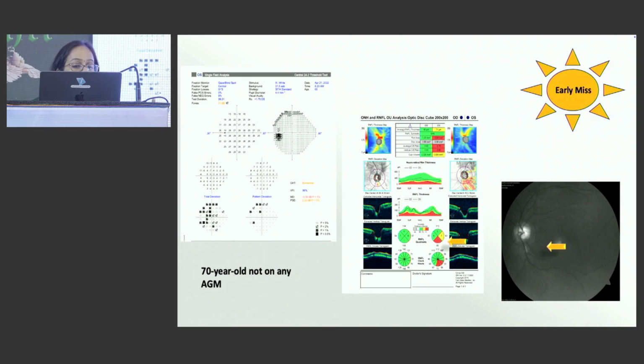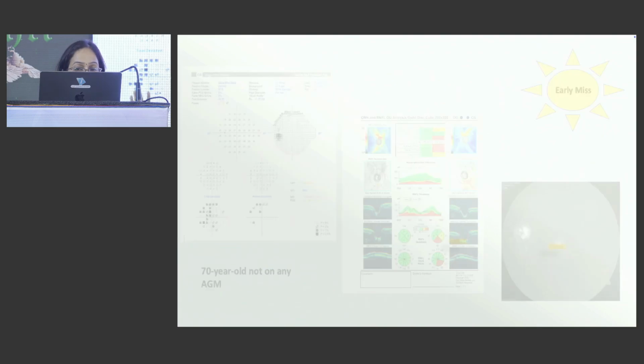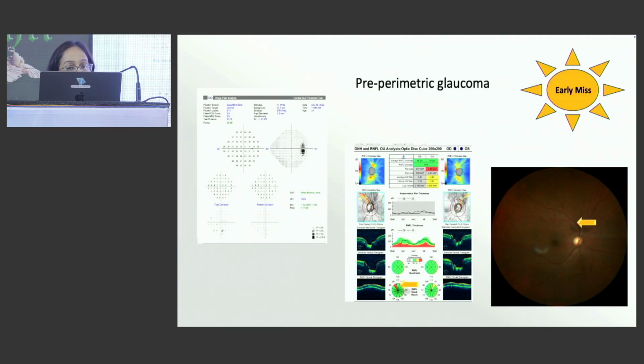And this is also a 70-year-old patient, not on any anti-glaucoma medication, and it was like a borderline defect. But if you see the OCT, you can see there is a definite inferior RNFL loss with a wedge-shaped RNFL thinning. So this is like a pre-perimetric glaucoma. Only if you incorporate the OCT and correlate structure and function will we be able to see it, otherwise it's like an early miss.